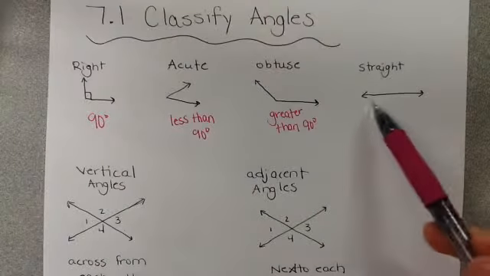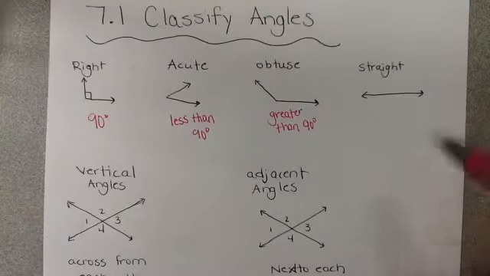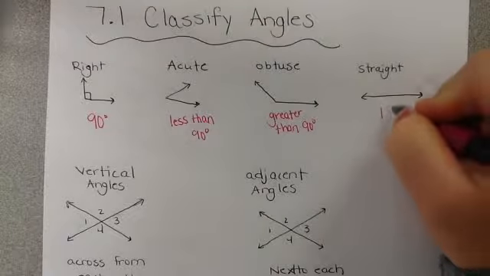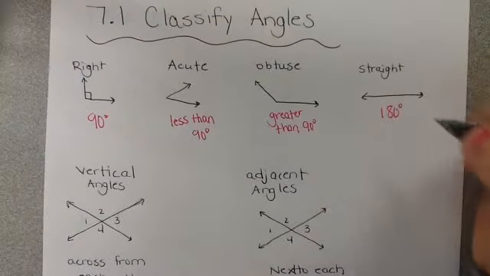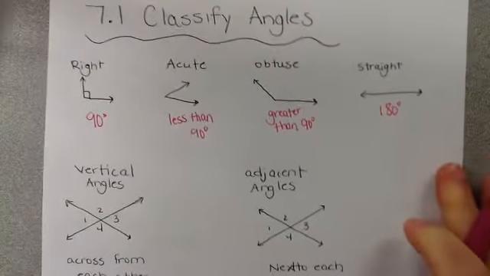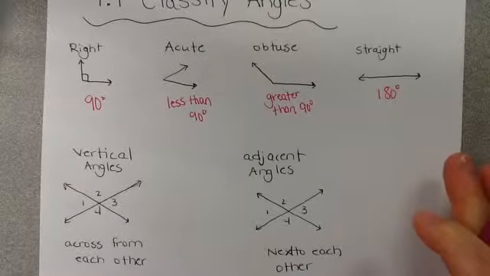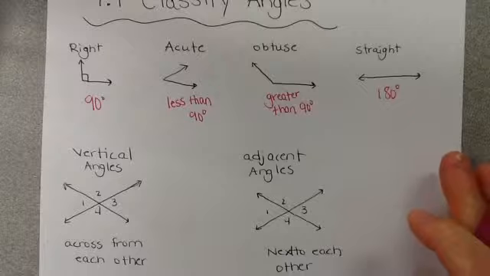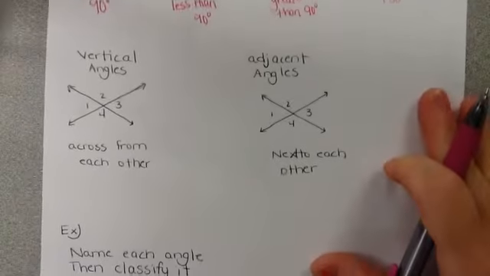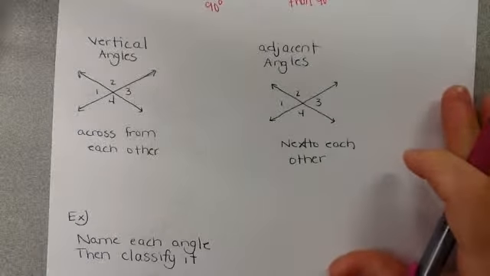Our straight angle makes a straight line, and this is exactly 180 degrees. So we are going to use those 4 names to classify angles. Other angles we're going to talk about today are vertical and adjacent.